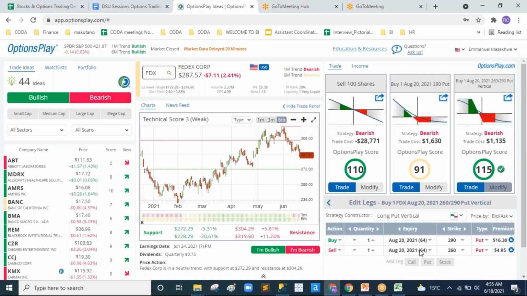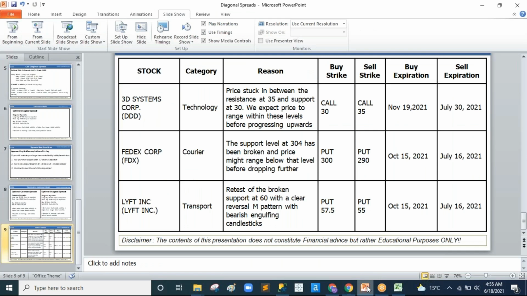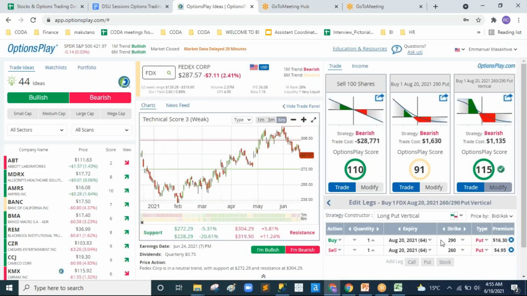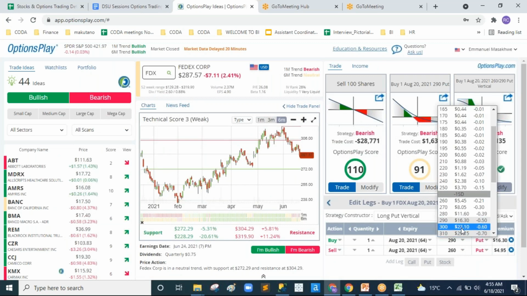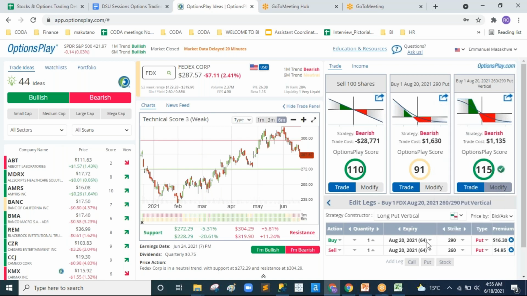Let's try and just construct it on our own. I had it at buy at 300 and sell at 290. Let's see, does 300 meet the condition? At 290, negative 60, that delta is okay, and then you're paying a premium of 16.30. But also, let's change its expirations.